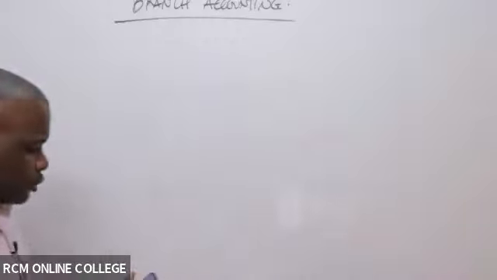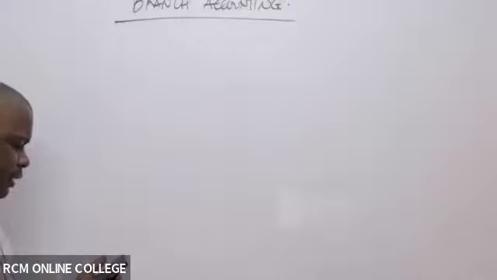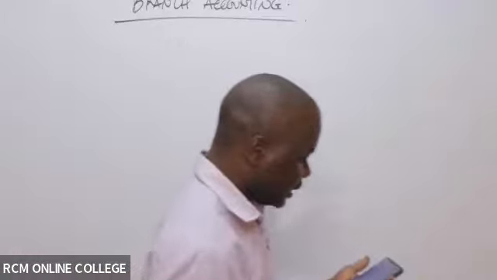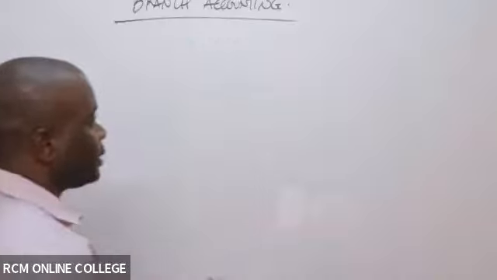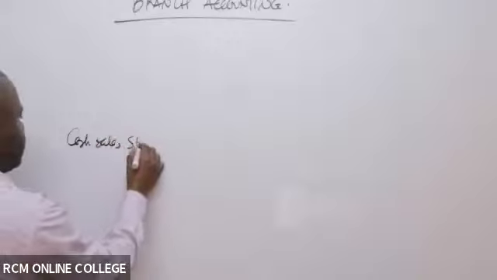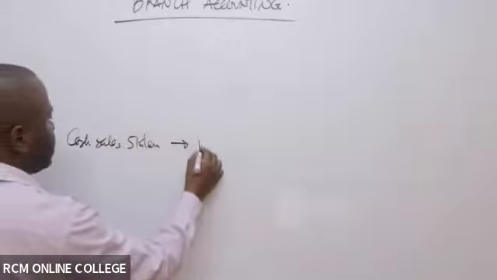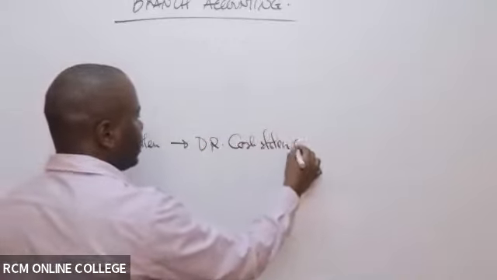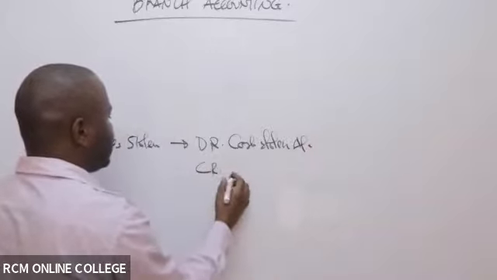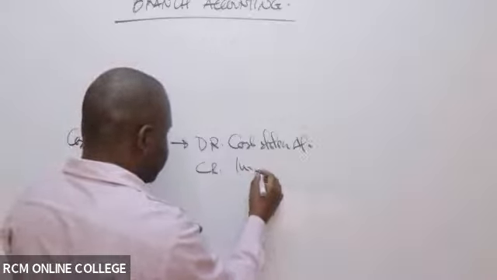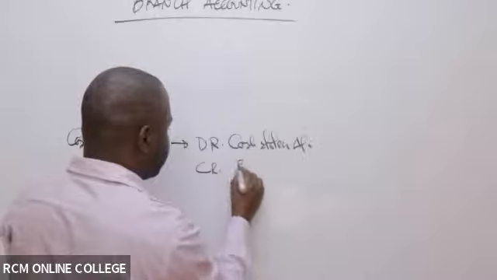So someone wants me to elaborate on transaction number 7. Number 7 is which one? 1, 2, 3, 4, 5, 6, 7. So cash sales stolen. We've said you'll debit the cash stolen account, and then you'll credit the branch inventory account.